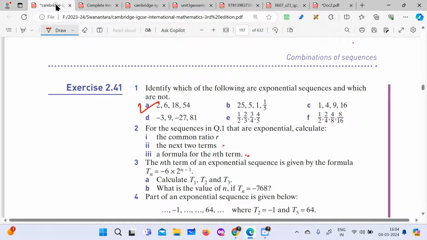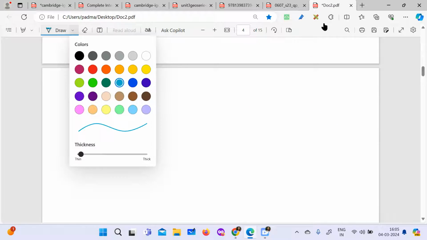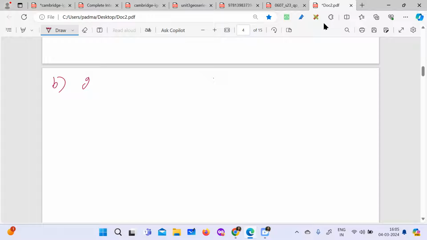Very good. So let's go for another one. This one is 25, 5, 1, and 1 over 5. Okay, first we have to check whether this is a geometric sequence or not. Okay, so we need to find the ratios. So it will be 5 over 25. Another ratio we will find is 1 over 5. Another ratio we will find is 1 over 5 over 1.